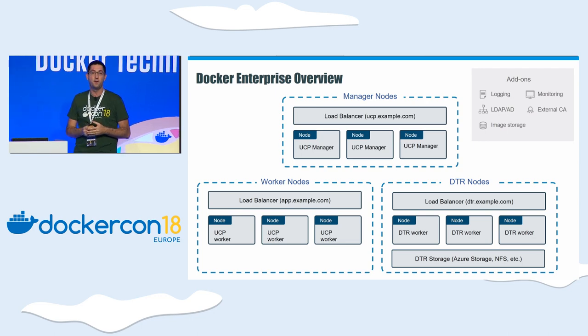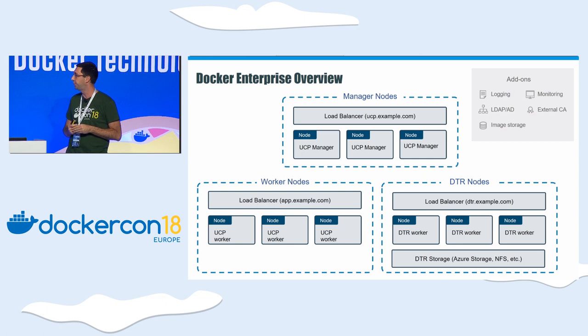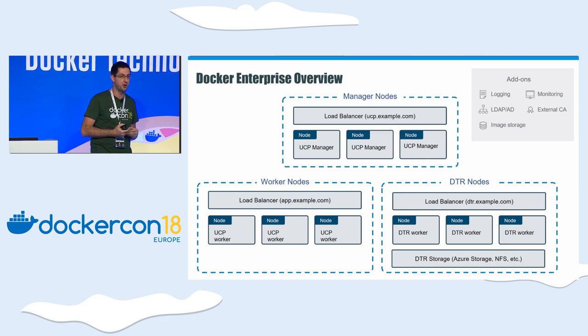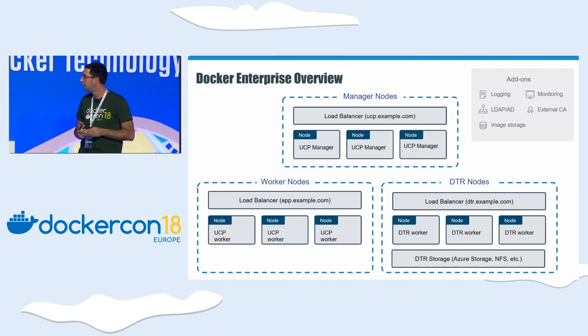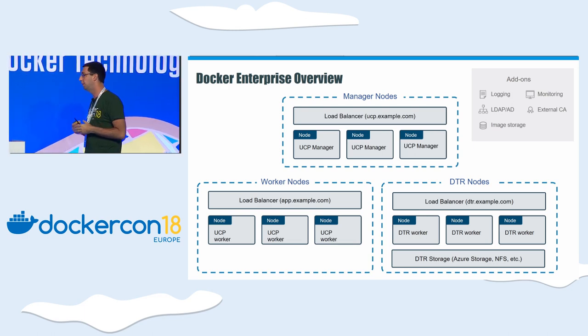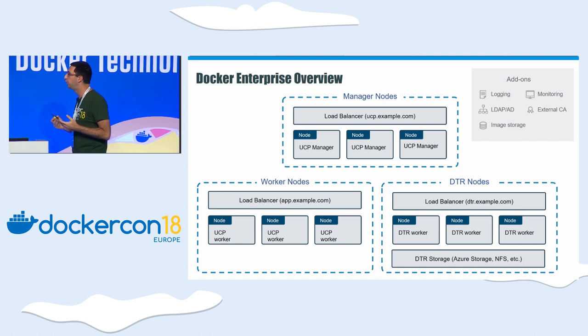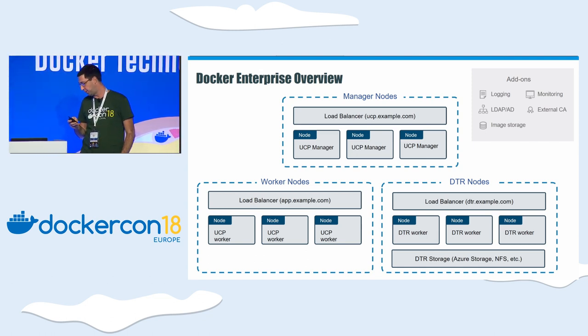On the bottom right, you have the DTR nodes. The DTR nodes are the registry of your cluster where you store your container images. And on the bottom left, you have the worker nodes where you host your container applications. Your application containers are executed on these nodes. So the idea of Docker Enterprise is to provide a well-defined platform, really fit for enterprise, automated, and easy to manage.